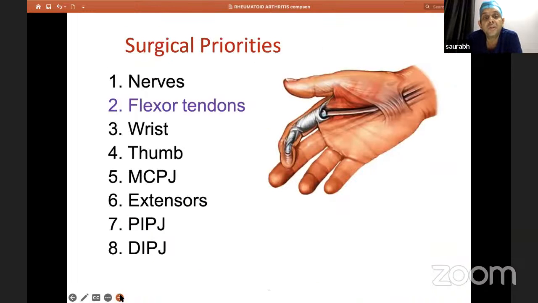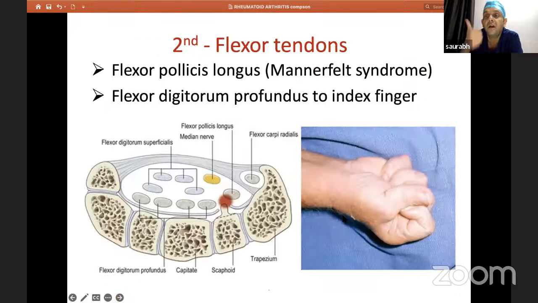So the next priority will be flexor tendons. There are 2 tendons to think about: your FPL to the thumb and your FDP to your index finger. If I draw your attention to this axial cut, the scaphoid, if it gets eroded, will result in this osteophyte. It will erode through the floor of the carpal tunnel. And as you can see, it's going to first attack the flexor pollicis longus, and then, of course, it can go on to attack the FDP to the index finger.